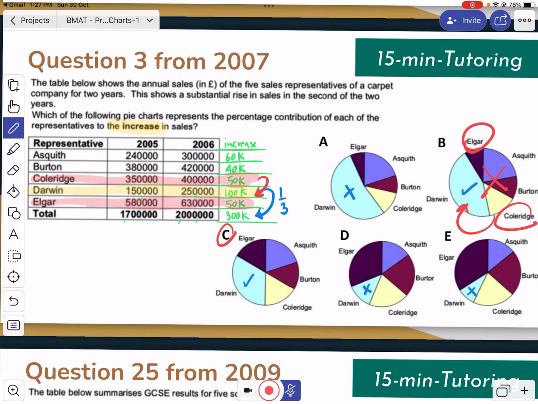But you can also check your answer. If you look at Coleridge and Alger, yes, same size, and approximately half of Darwin, which makes sense.